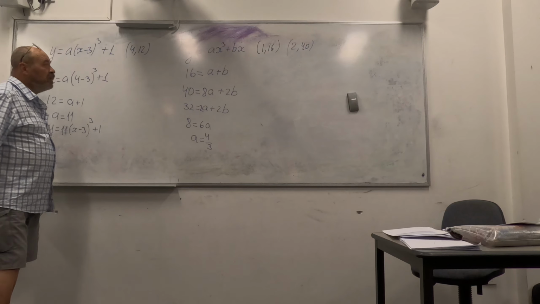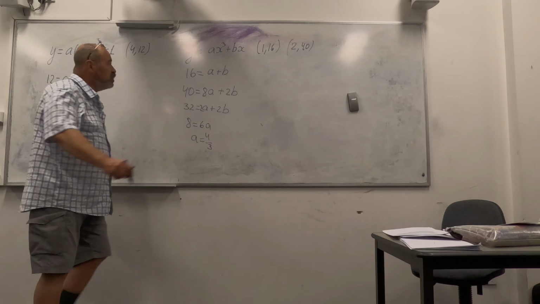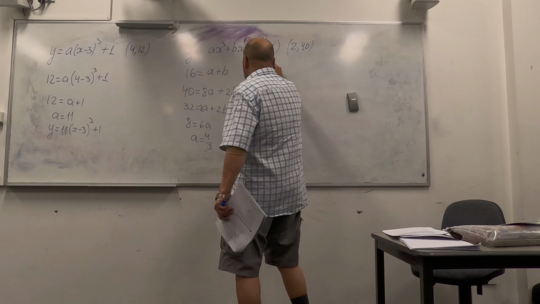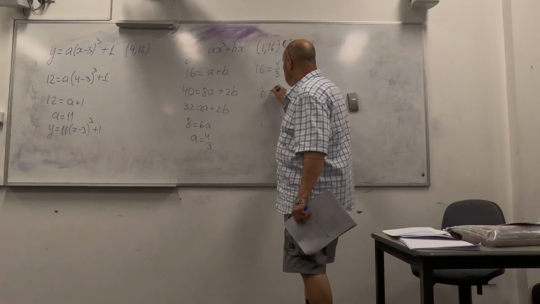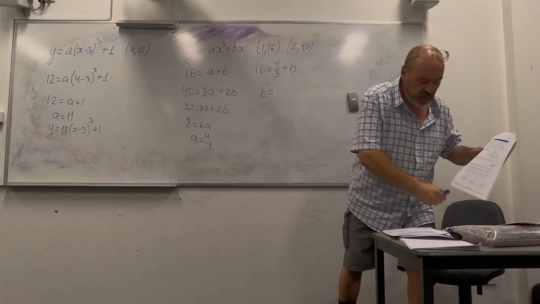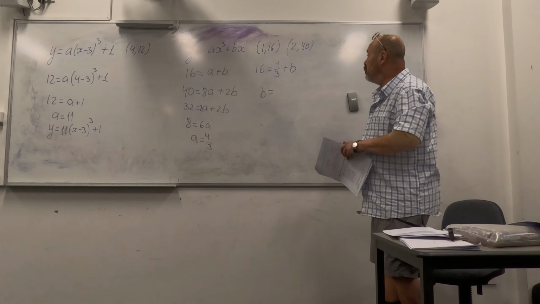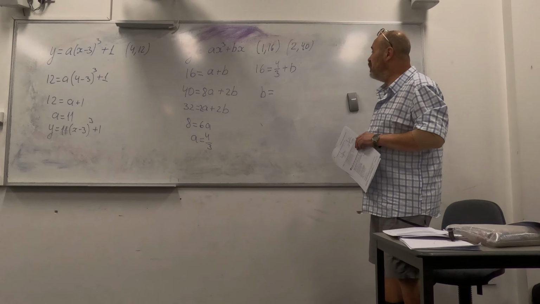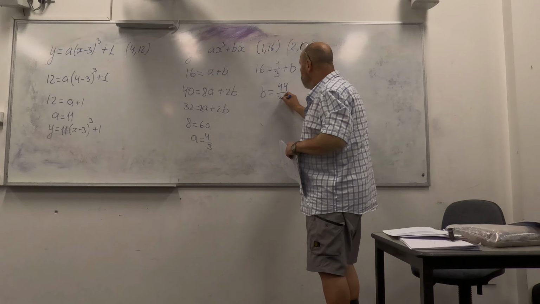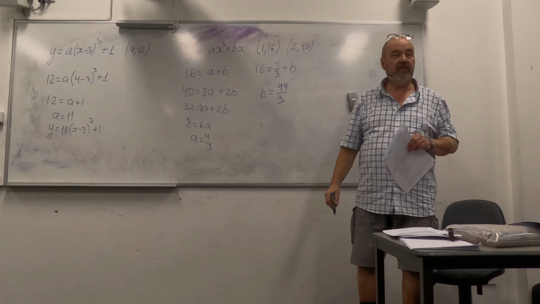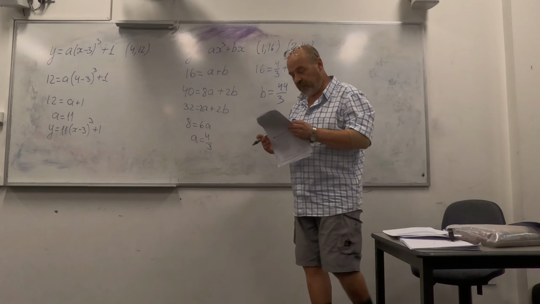And then you substitute that back into equation 1, probably the first equation. We get 16 equals 4 on 3 plus b, so b will be equal to 16 minus 4 on 3, 48 minus 4, 44 on 3. And then you need to write out the equation.